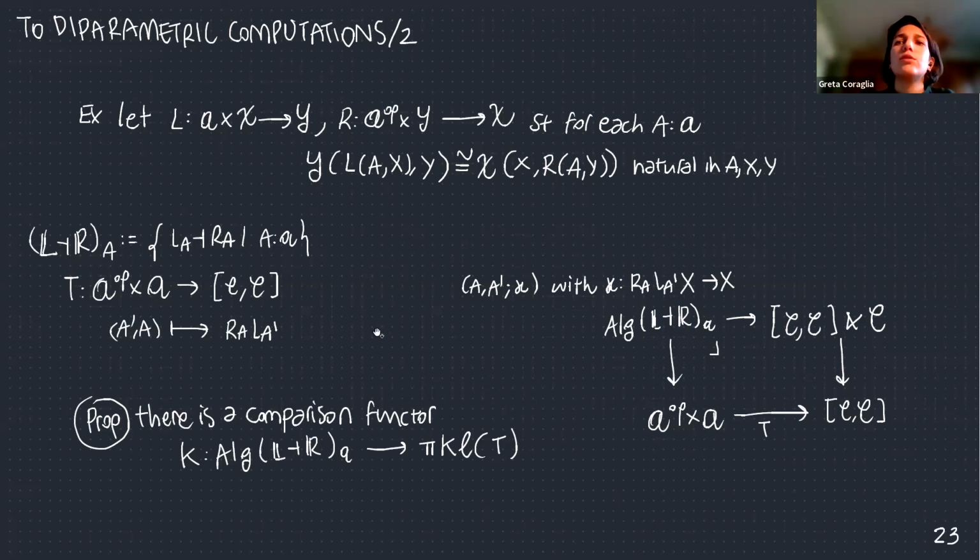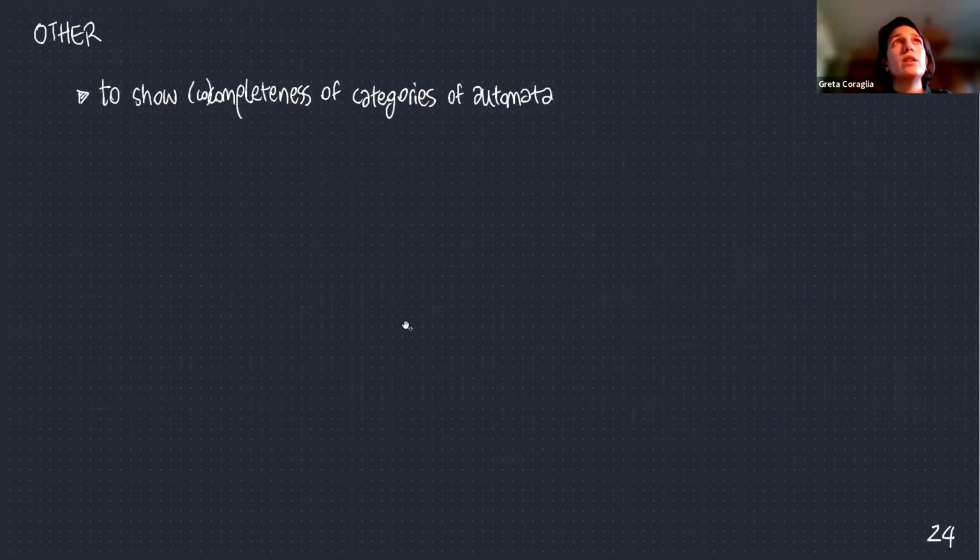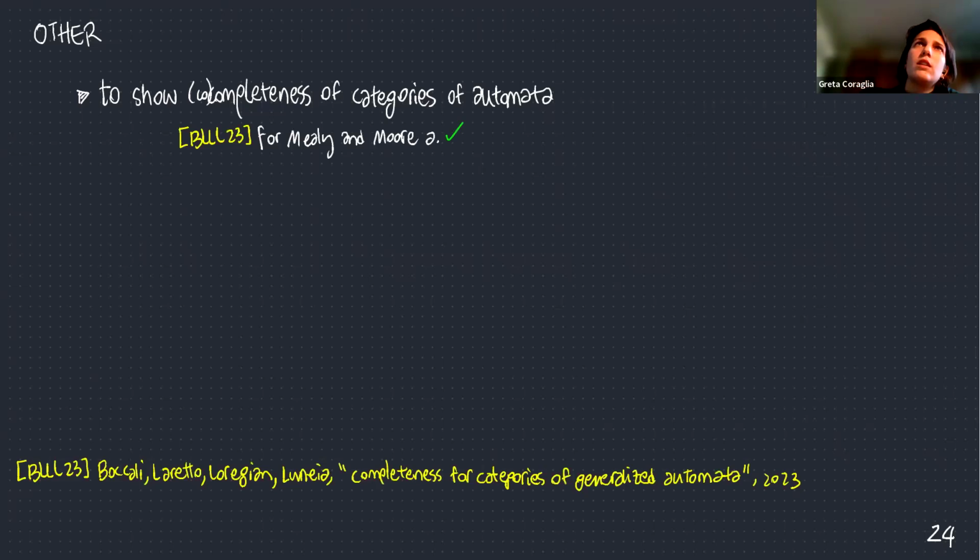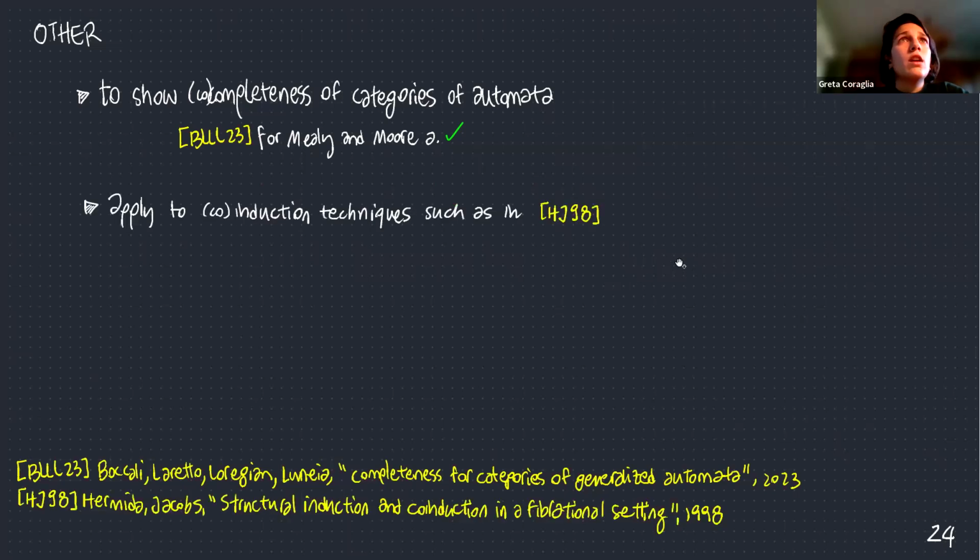So this is, in a sense, another way to attack the problem. And I'm almost done, really. I just want to conclude with a list of other things that we have been working on or are currently working on. As I told you, there are quite a few results that one can formulate with respect to completeness and incompleteness. In particular, in this paper, people use this theory to show completeness for categories of Mealy and Moore automata. So there's something that can hopefully be done in other categories of automata.